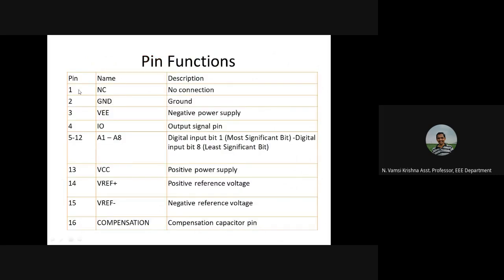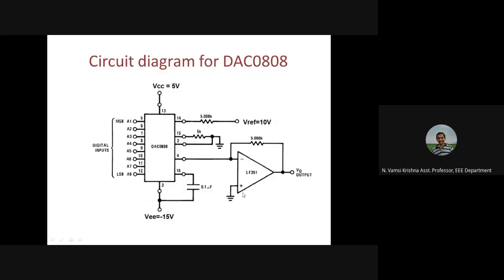So the different pins: 1 is no connection, 2 ground, 3 VEE negative power supply, 4 IO output signal, 5 to 12 A1 to A8, the MSB and LSB bits of the digital data we are giving, 13 VCC positive supply, then V reference plus and reference minus. We said I reference. For generating that I reference, the voltage is given between pins 14 and 15, and the resistance we are connecting there. On the compensation pin, we will connect a capacitor.